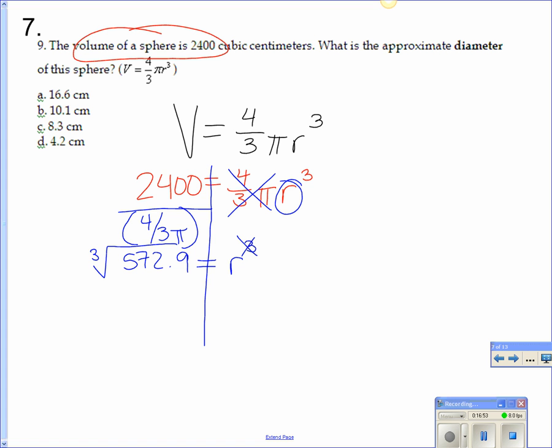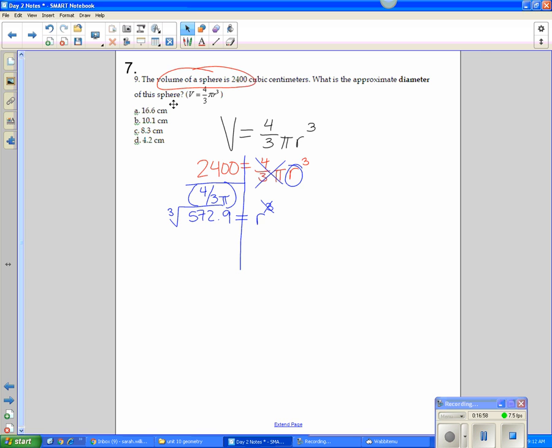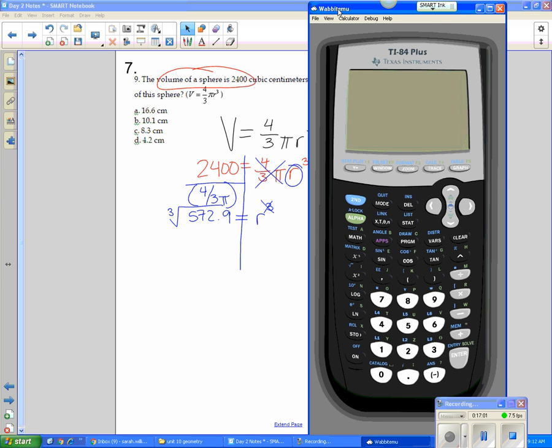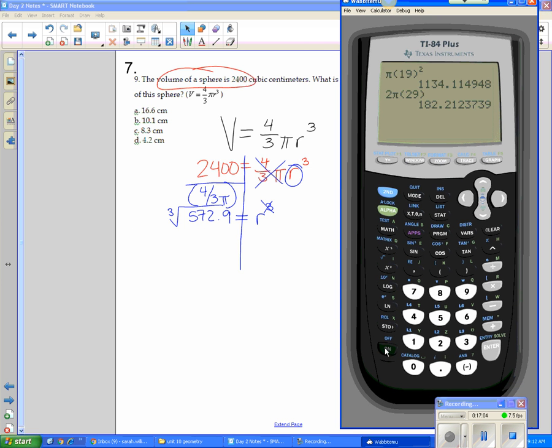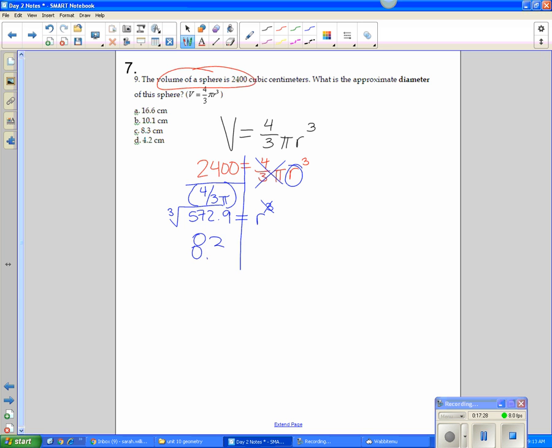And we haven't really learned that in this class. We've done it on our calculator, but we haven't really talked about it a lot. So on your calculator, you might remember what button you have to press? Math. Good. All right, hit the math button. And you go down to what number? 4. And you type in 572.9. And it gives you, all right, 8.3 is the radius.